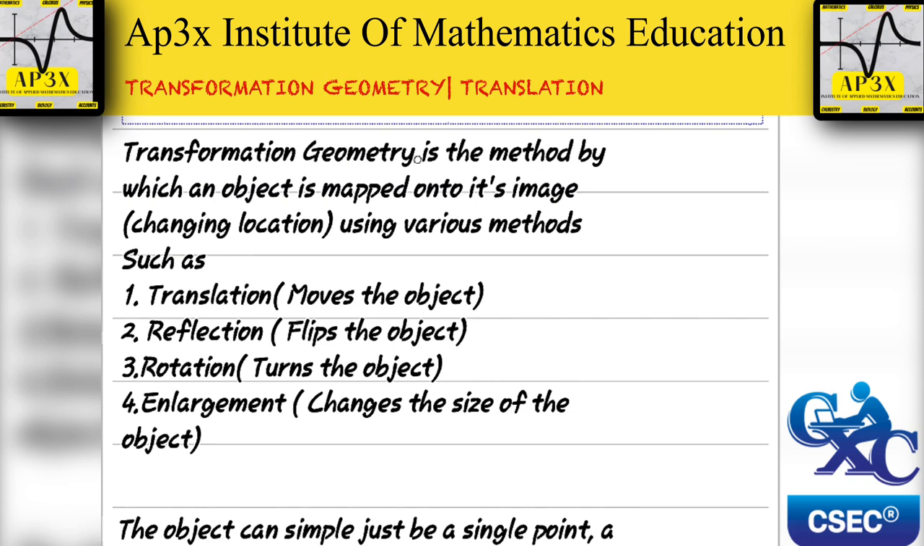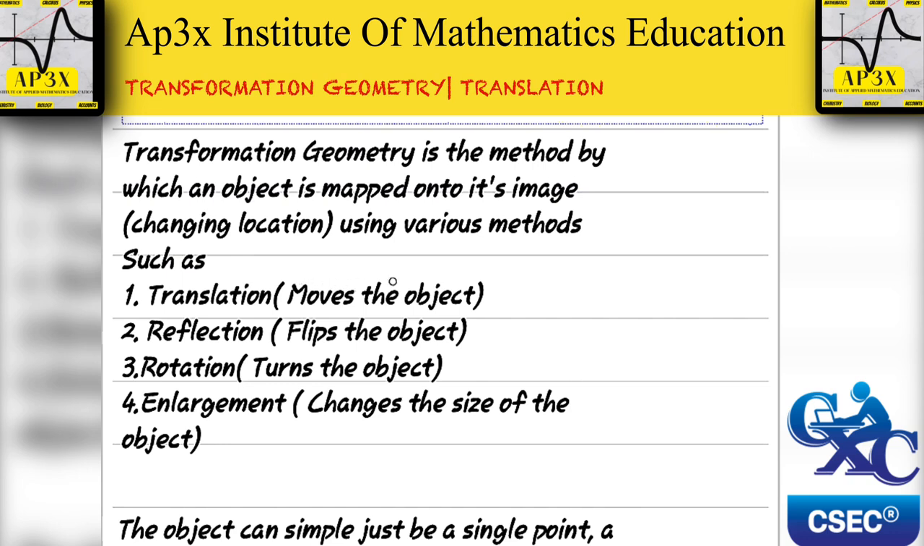Now, transformation geometry, by definition, is the method by which an object is mapped onto its image, which means that the object is going to be changing its location. There are various ways in which an object can change its location. Throughout this series of transformation videos, I'll be walking you through translation, which is what we're going to be dealing with tonight, reflection in a later tutorial, rotation, and enlargement.